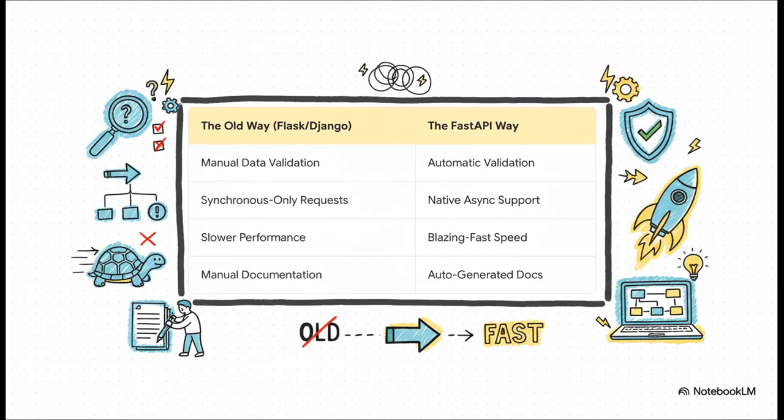On the left, you've got the old way of doing things with frameworks like Flask and Django. You were writing data validation code by hand. You were stuck with synchronous requests that could really slow you down. And oh yeah, you had to write all your API documentation manually. But then you look at the right side, the FastAPI way. It's like a different universe. Validation is automatic, async support is built right in for incredible speed, and the documentation, it just generates itself.